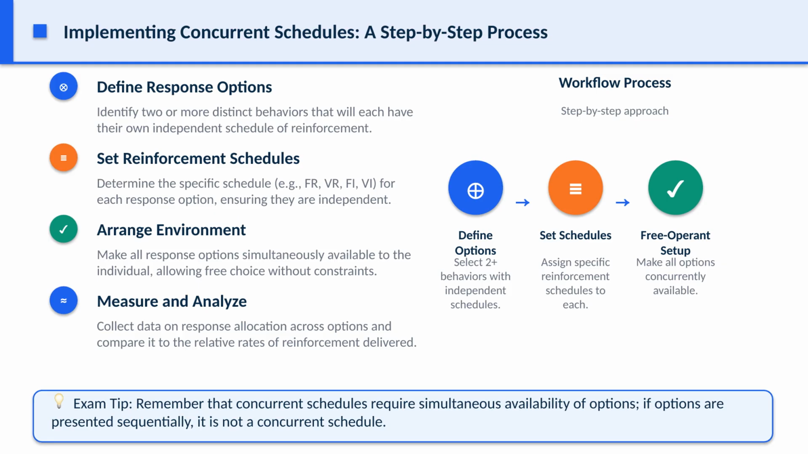Finally, you measure response allocation across options and compare it to the relative rates of reinforcement actually delivered. On the BCBA exam, expect questions that ask you to interpret data from a concurrent schedule, such as identifying which response is more likely based on the matching law. Understanding this step-by-step process helps you design interventions that respect client choice while systematically evaluating how reinforcement influences behavior.